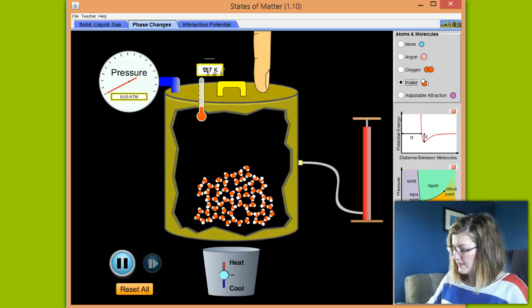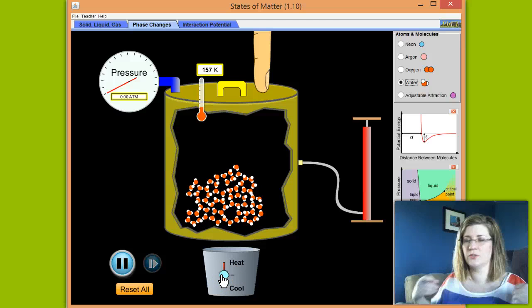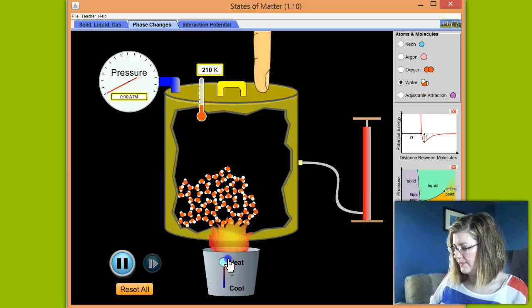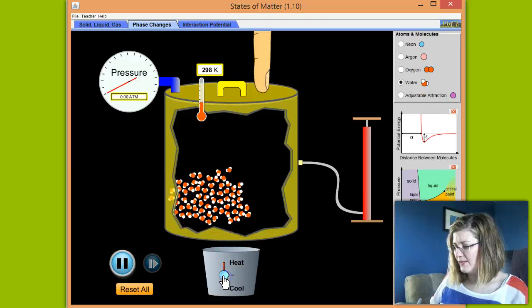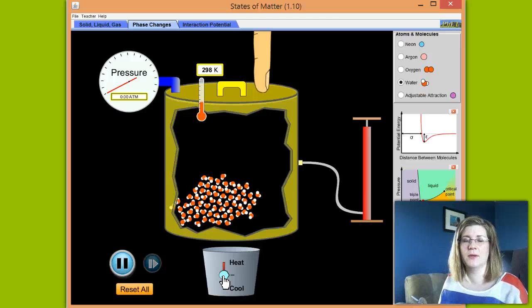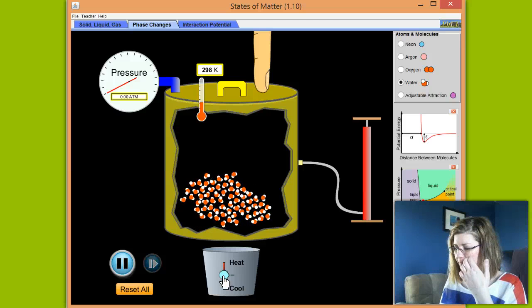Okay, so let's add some heat. The way we most typically know to change a solid into a liquid, or melt, is to heat up the system. So let's do that. We're going to add some fire here. Isn't that cute? And I'm going to go up to 298K. 298K minus 273 is about 25 degrees Celsius. This is what we typically refer to as room temperature.